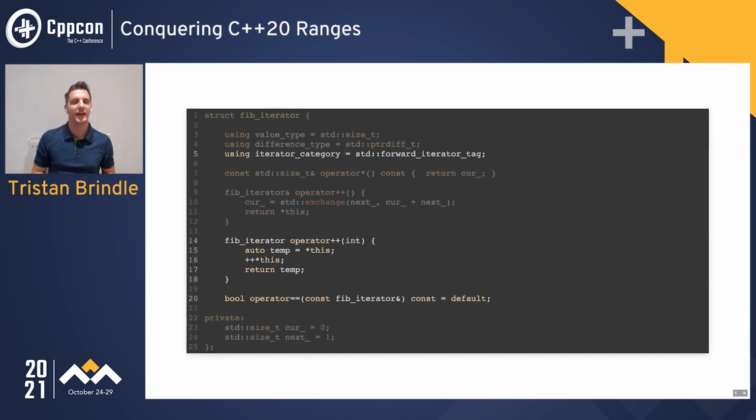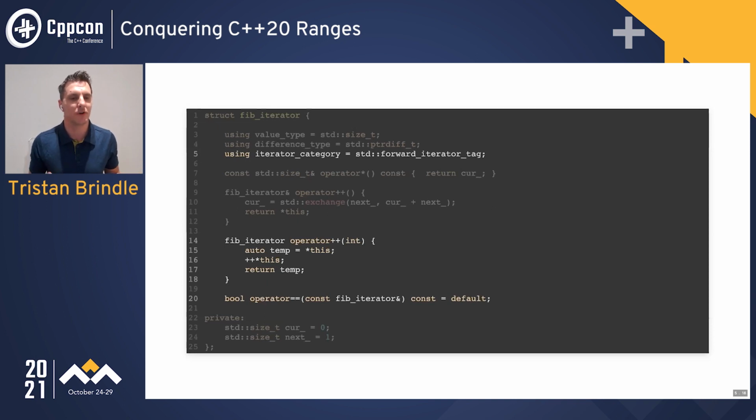So we can see this is what we've had to add or change. We now need a third typedef, iterator category, which we set to forward iterator tag. This is the same as we've always had to do in C++98 and onwards, because input and forward iterators are syntactically the same. So we have to opt into being forward or better.